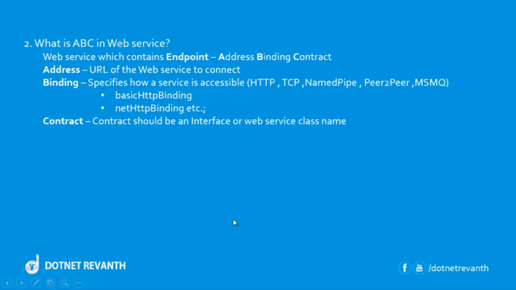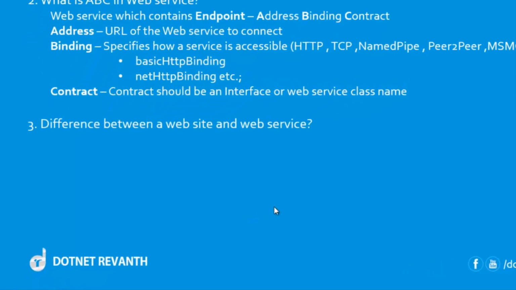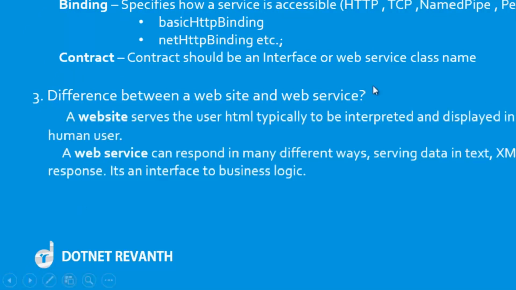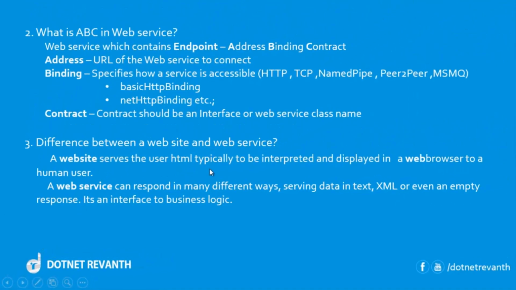Next question. Difference between a website and a web service. A website serves the user HTML typically to be interpreted and displayed in a web browser to a human user. So with the intervention of a human, a website performs some particular actions and renders the HTML page in the view.